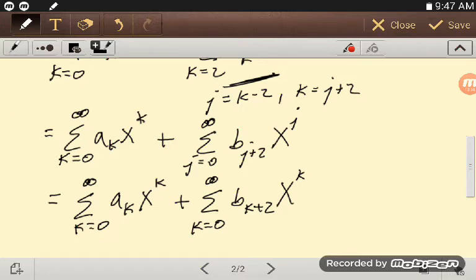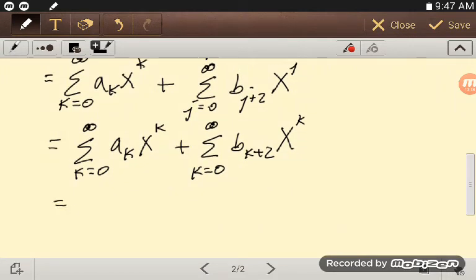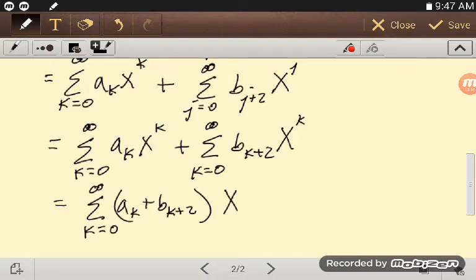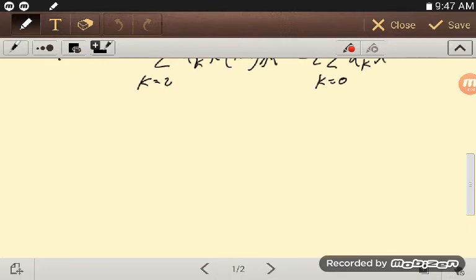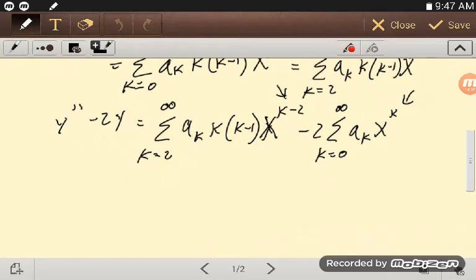But so now that I have this, you see, I can write this as the sum k equals 0 to infinity, and because they started both at the same index, a sub k plus b sub k plus 2, like that, and x to the k. Okay, so that's the idea. Let's go back to what we had here. All right, so we need to do the same thing here.